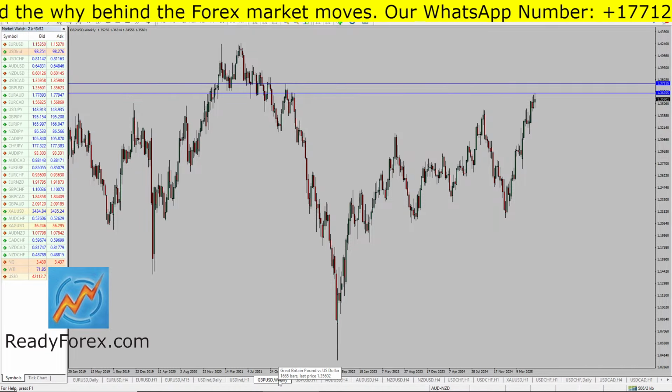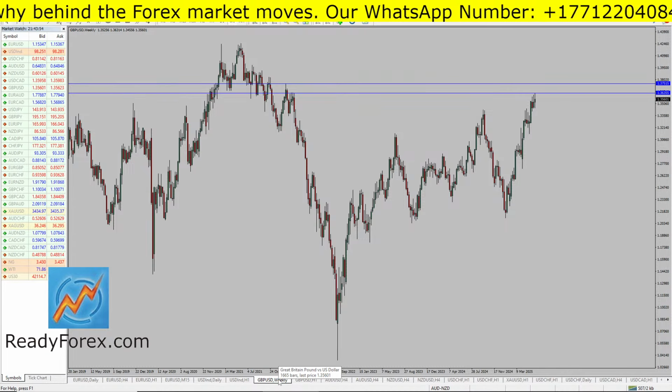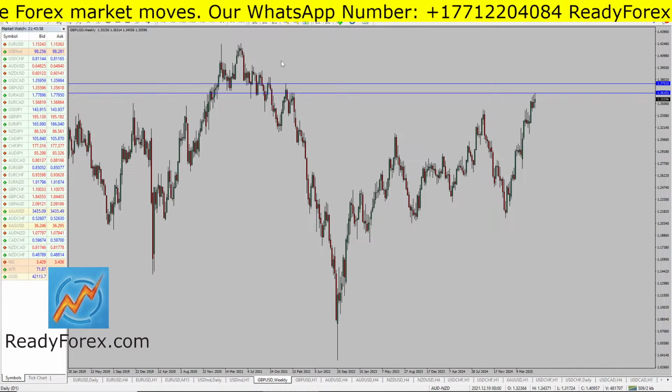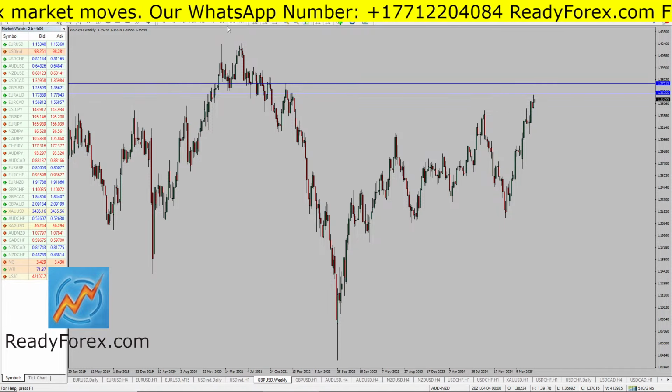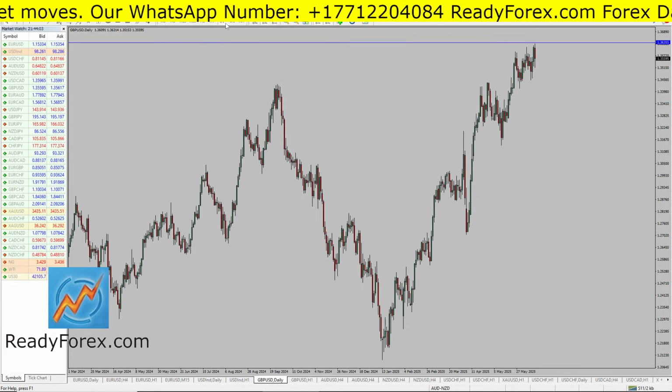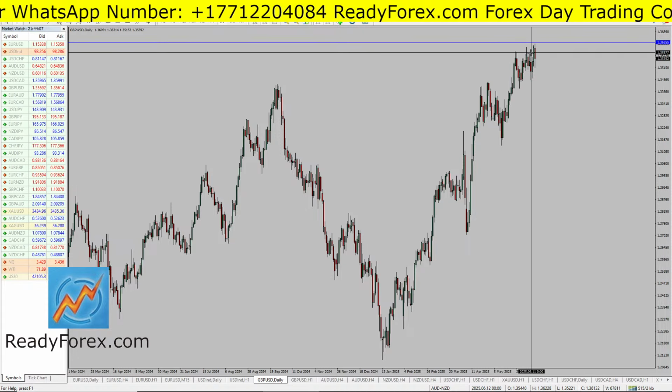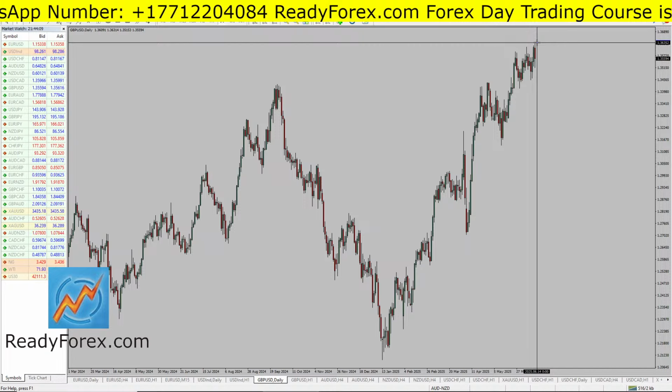Next is the GBPUSD currency pair, daily time frame. Let's take a look at daily. This is the weekly. On the weekly we have some resistance up there. Let's go over to the daily chart. Now in the daily time frame, the market is struggling. It's trying to find some sellers up there.